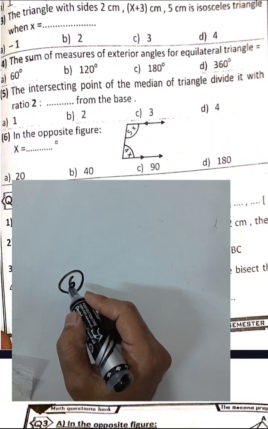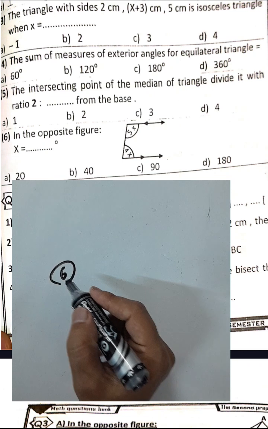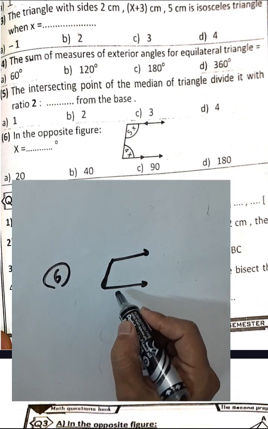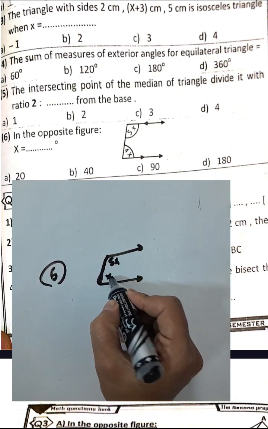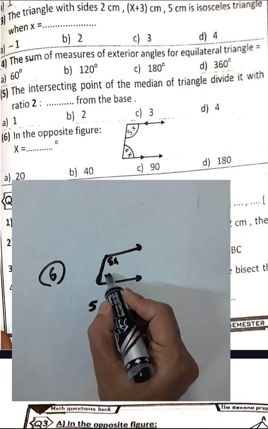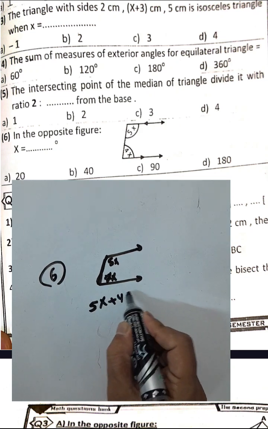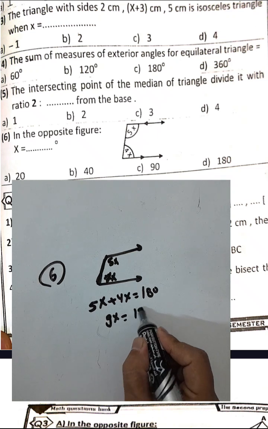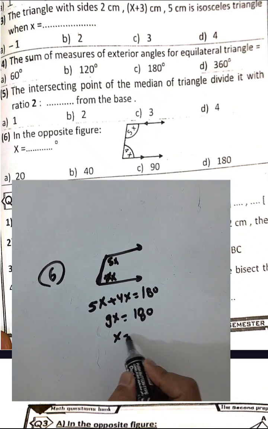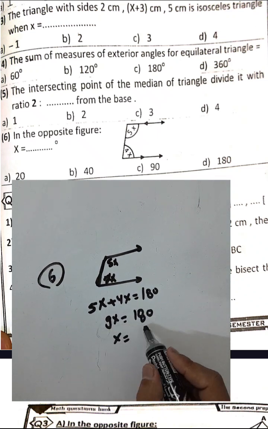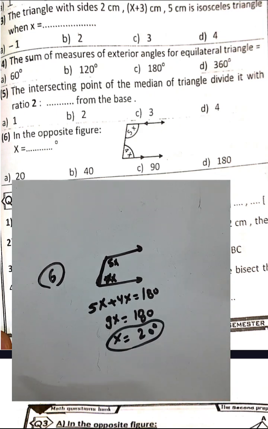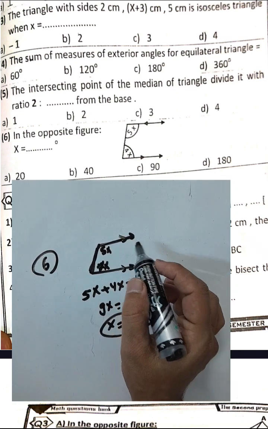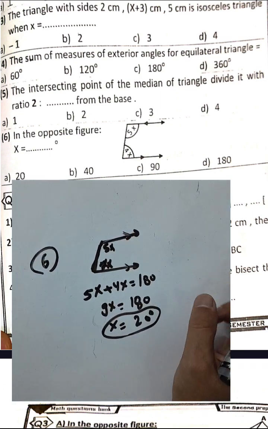Question number 6. In the opposite figure, we have 5x and 4x. The sum of them, 5x plus 4x, will be 180. Then 9x equals 180. Then the value of x equals 180 divided by 9, which equals 20 degrees. Because we have two parallel rays, the sum of the interior angles equals 180.